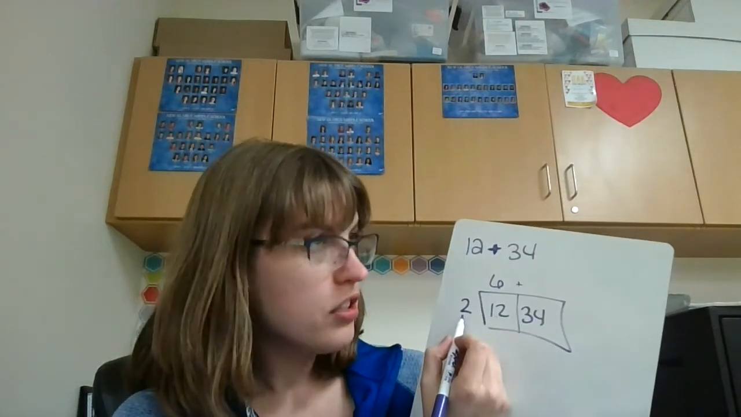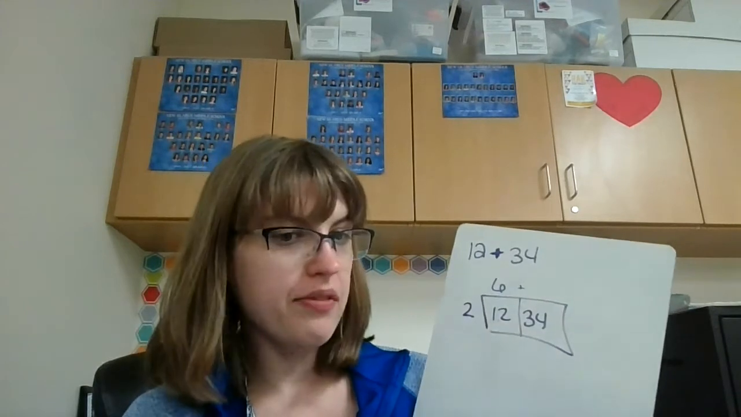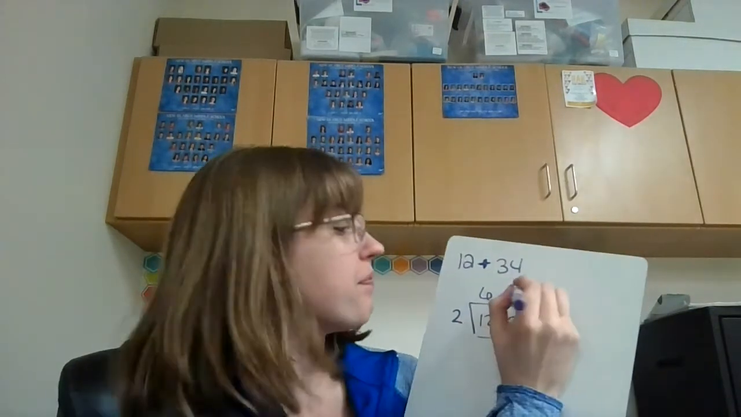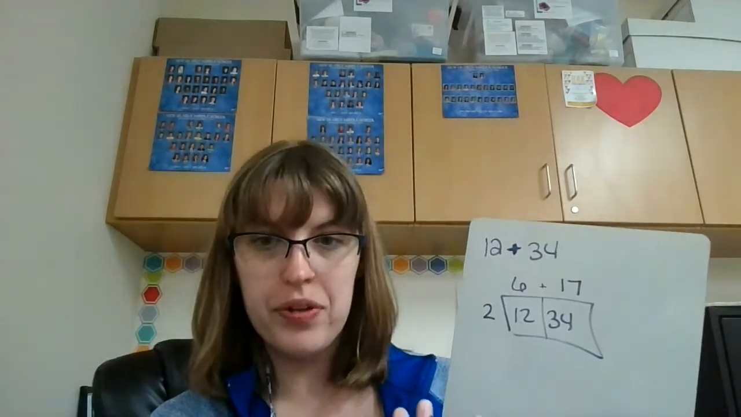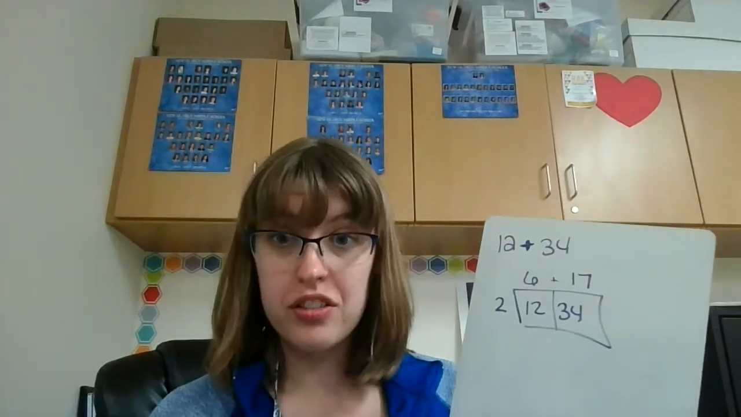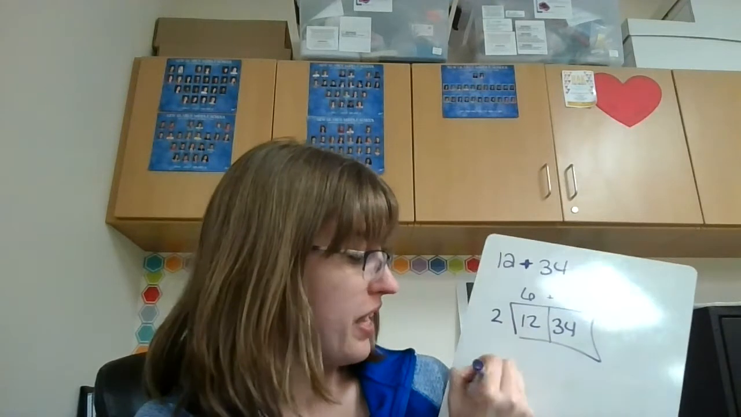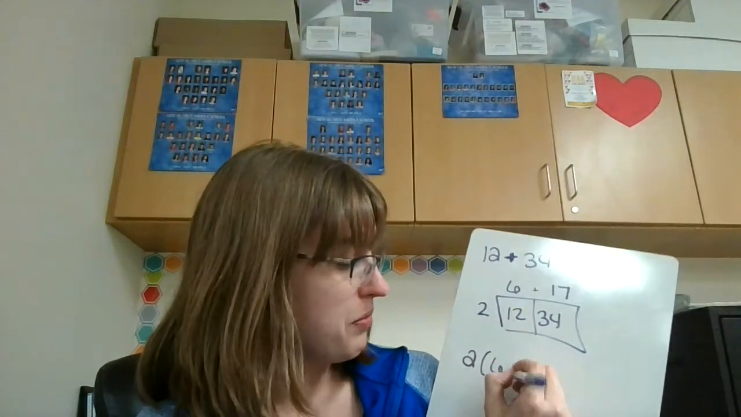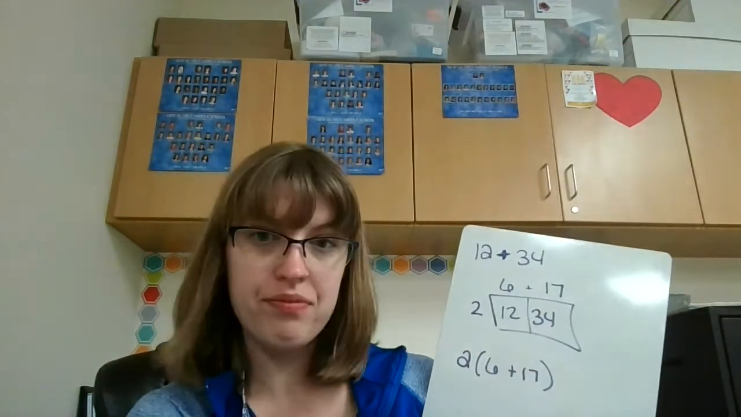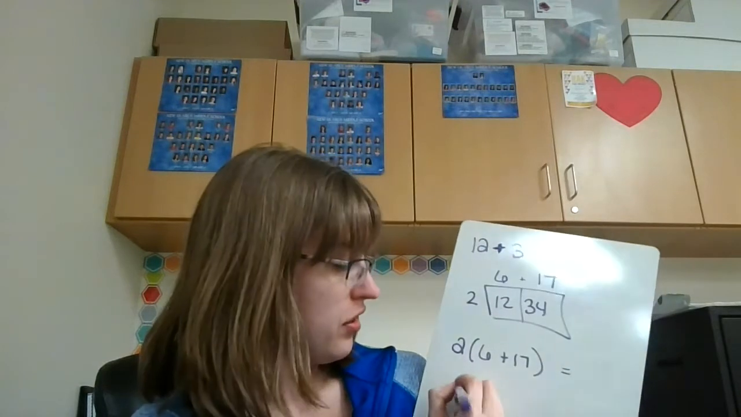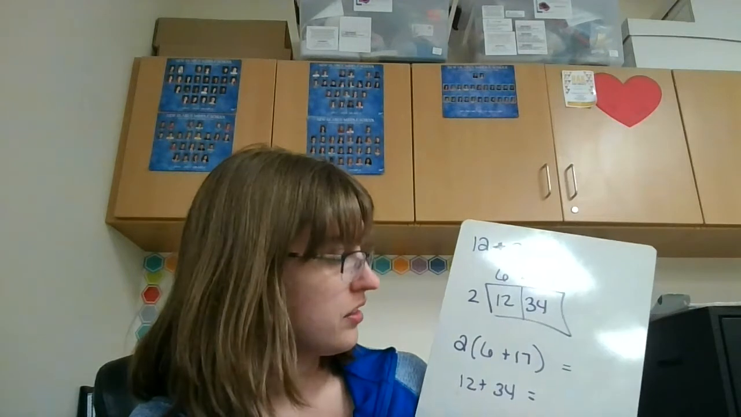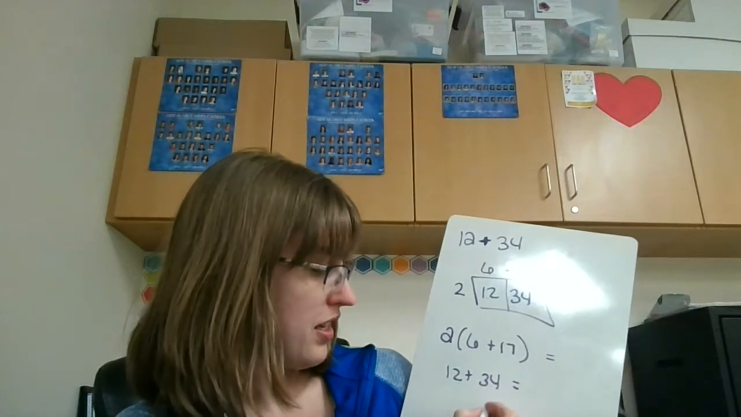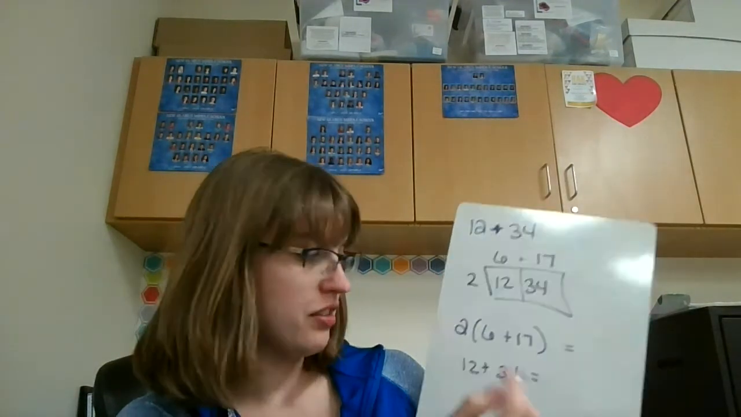34 divided by 2 would be 17. So distributive property can work backwards too. This would have been 2 times 6 plus 17 equals 12 plus 34 equals, what would that be? 46?